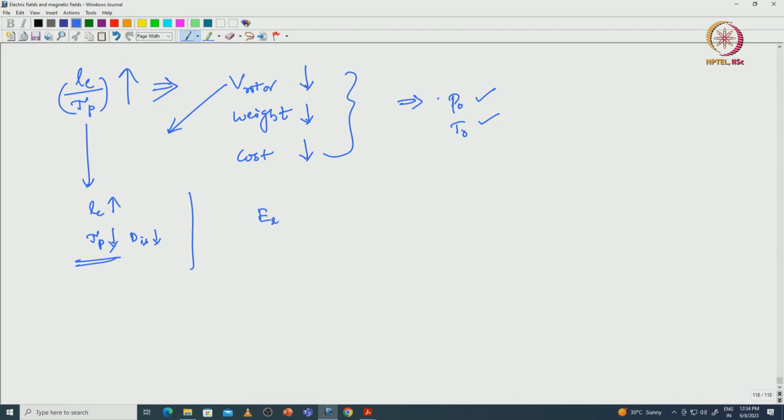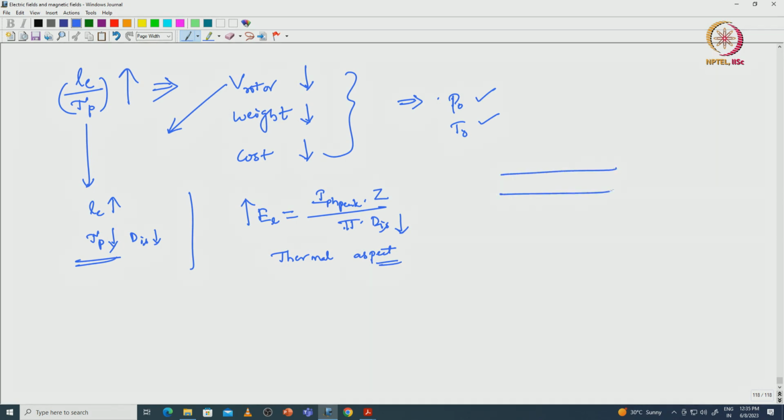Let us consider the electric loading. Electric loading is nothing but I phase peak into the number of conductors per unit length, that is, pi into D is. So, if we decrease the inner diameter of the stator, then the electric loading will increase, that means the surface current density keeps on rising. So, the thermal aspect is difficult to maintain, or the temperature rise is difficult to maintain.